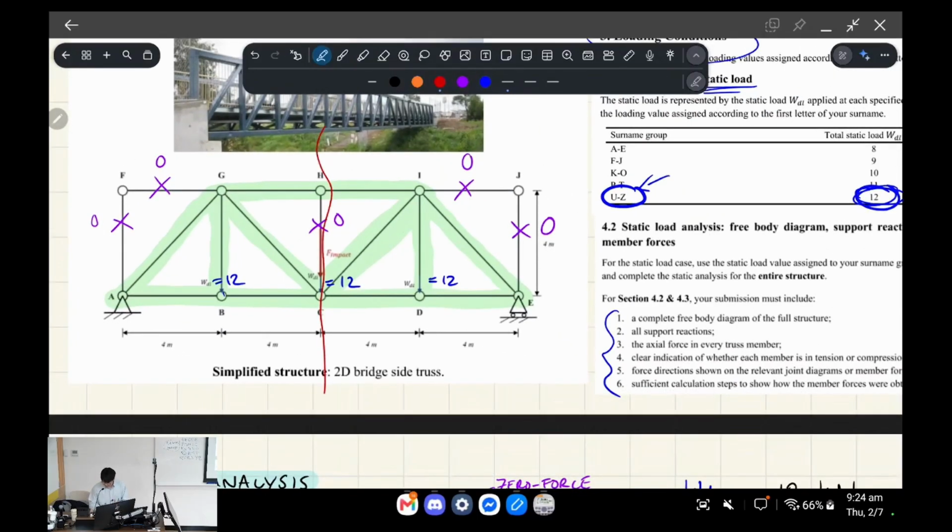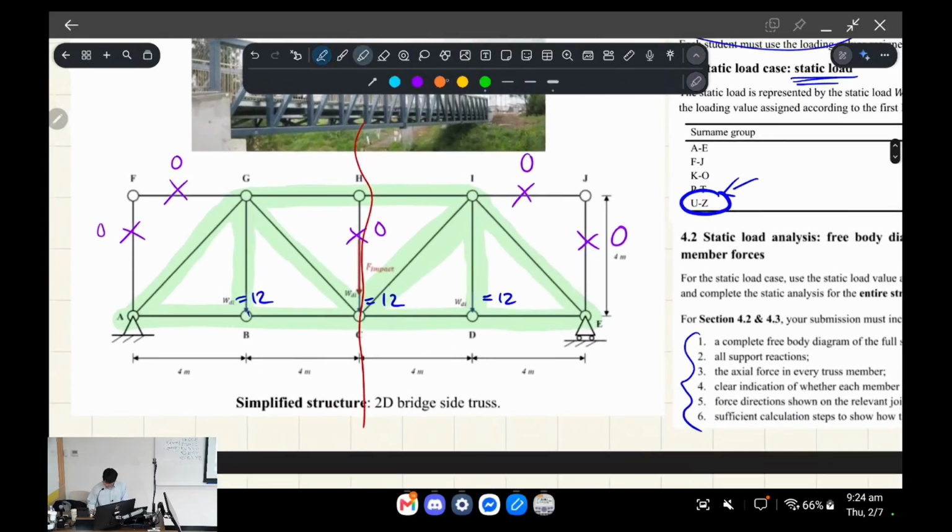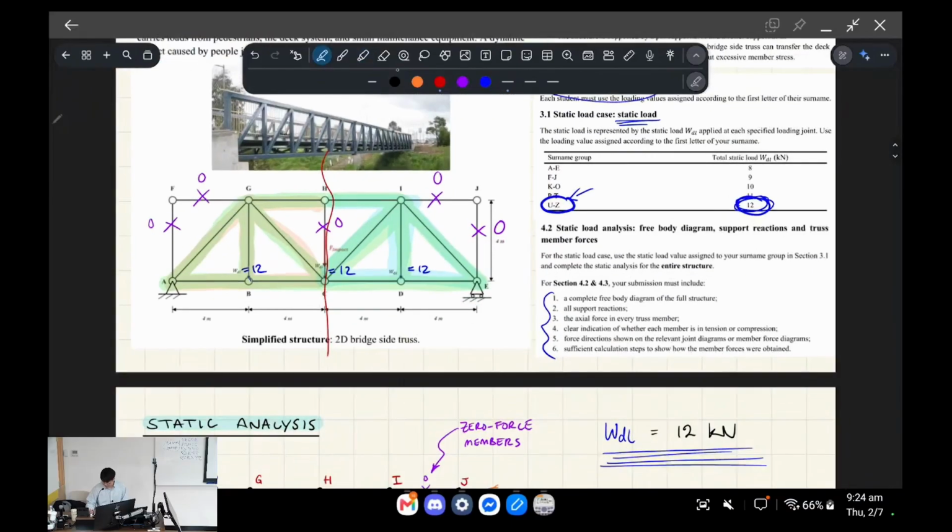Because due to the symmetry, we effectively only need to solve, and I'll just do this maybe in orange, okay? 1, 2, 3, 4, 5, and then 6. So we actually only have 6 members which we have to solve for, because as you can see, the ones that are highlighted in orange are going to be the same as the ones I'm doing in blue, right? It's just mirrored, okay?